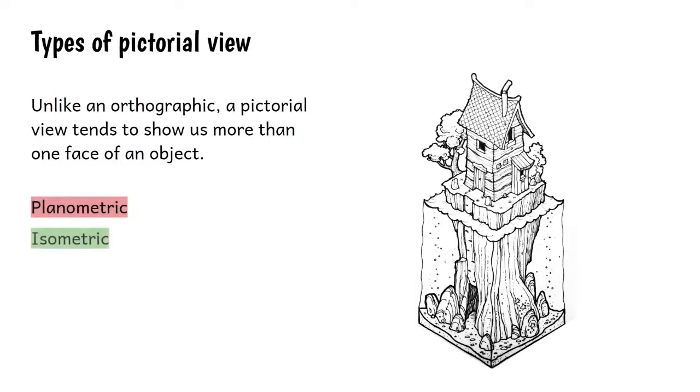We're going to look at a number of different types of pictorial view. We're going to look at the planometric, the isometric, the oblique, the perspective, which comes in two different flavours, and finally the exploded view.